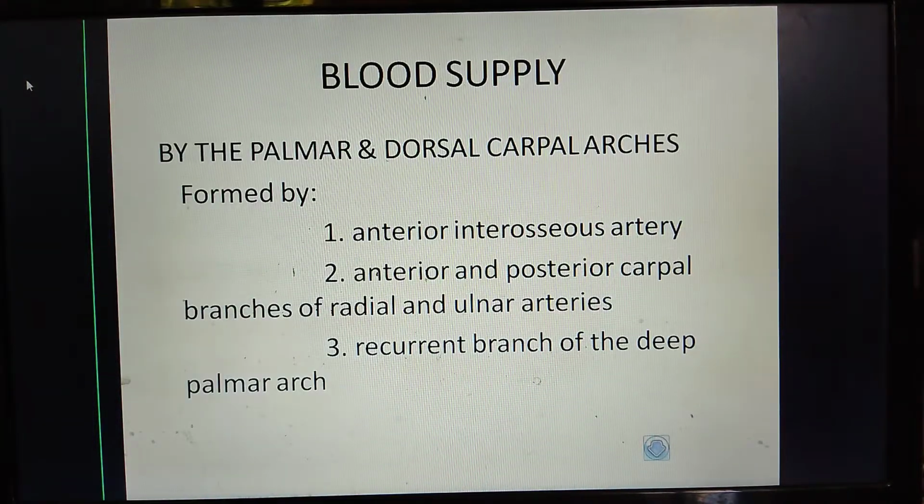The blood supply to the wrist joint is given by the palmar and dorsal carpal arches, which are formed by the anterior interosseous artery, and the anterior and posterior carpal branches of the radial and ulnar arteries, and the recurrent branch of the deep palmar arch.